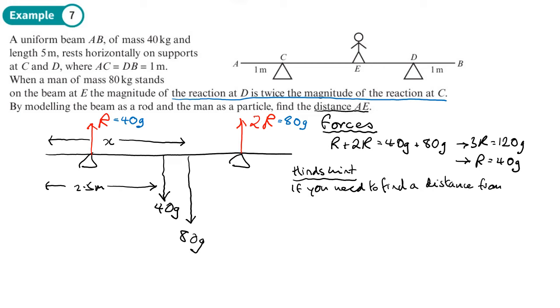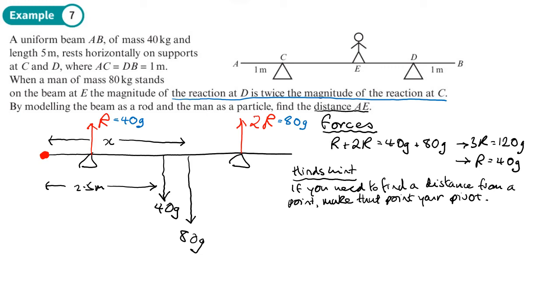Okay, so my Heinz hint is, if you need to find a distance from a point, make that point your pivot. Make that point your pivot. So I'm going to make this point here my pivot.